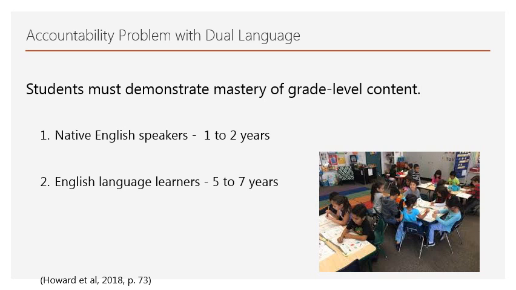One of the accountability problems with dual language that was addressed in our strand was that students must demonstrate mastery of grade level content. We know from our previous readings with Thomas and Collier that native English speakers take 1 to 2 years to catch up with their native English speaking peers. Now, the English language learners, it takes them from 5 to 7 years to close that achievement gap, based on the graph that we had analyzed, to show mastery of grade level content.